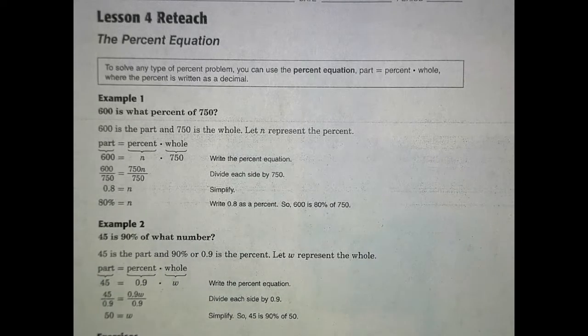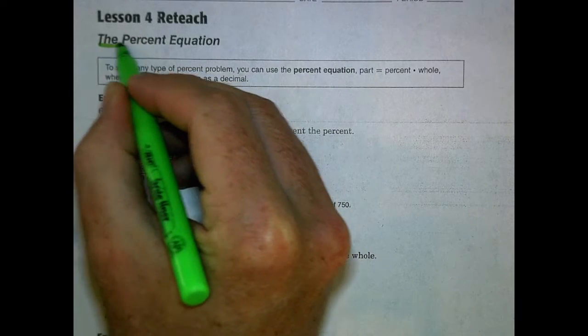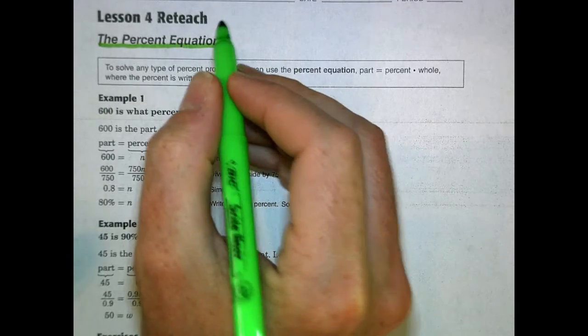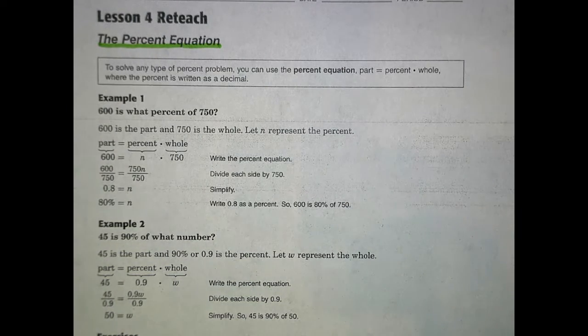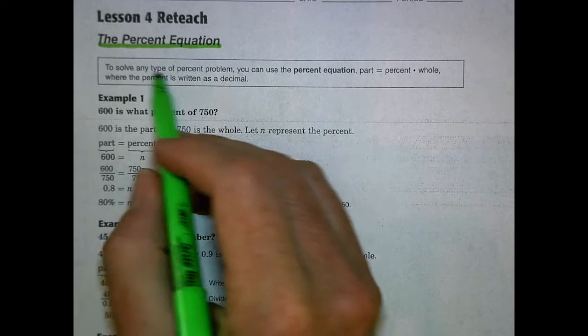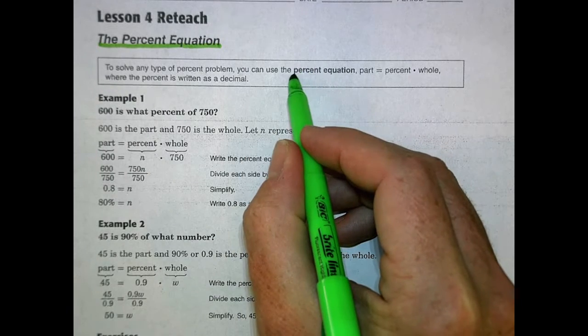Hi there. Today's lesson is about the percent equation. A lot of books teach it a couple of ways. I'm going to show you what the book shows here from an old textbook, and also the way I would show my kids as well. It says to solve any percent problem, you can use the percent equation.